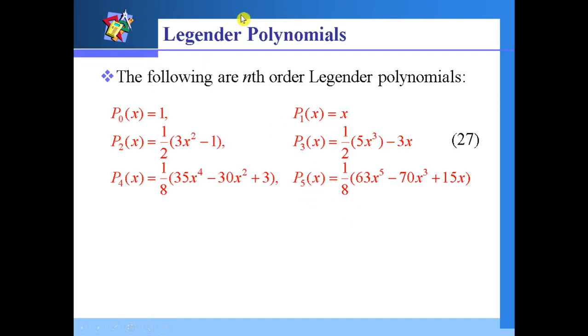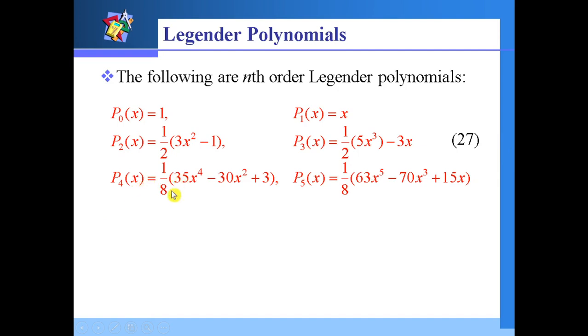So we have the Legendre polynomials. The following are nth order Legendre polynomials. P0(x) = 1, P1(x) = x, P2(x) = 1/2 (3x^2 - 1) and P3(x) = 1/2 (5x^3 - 3x). This becomes equation 27.